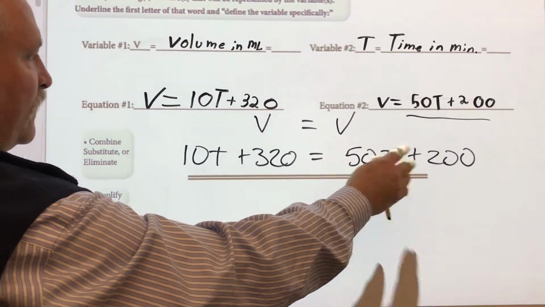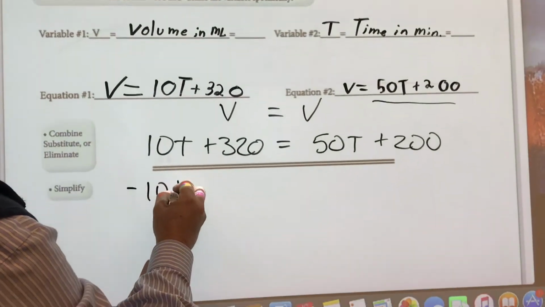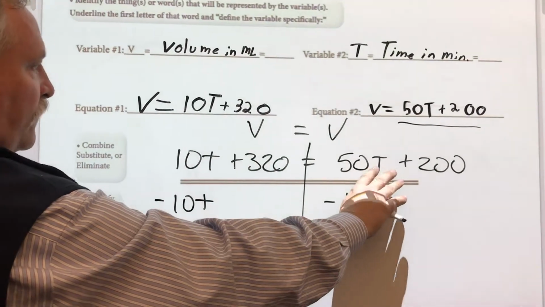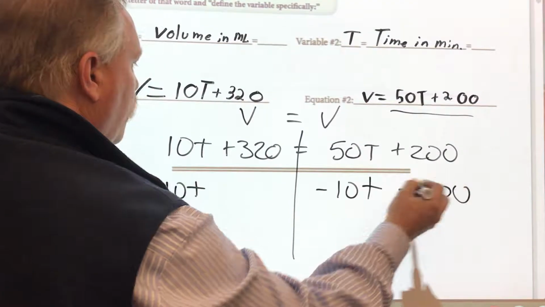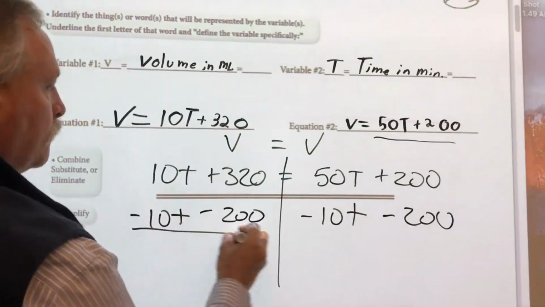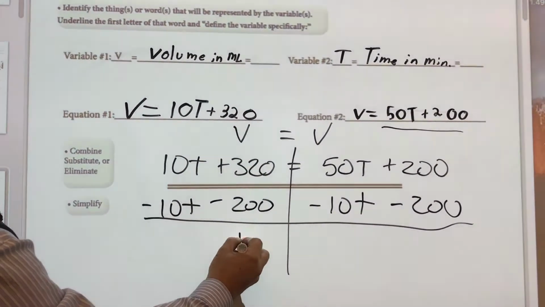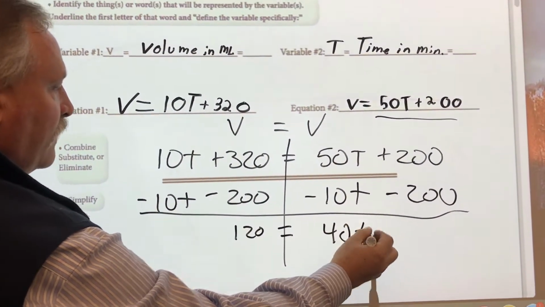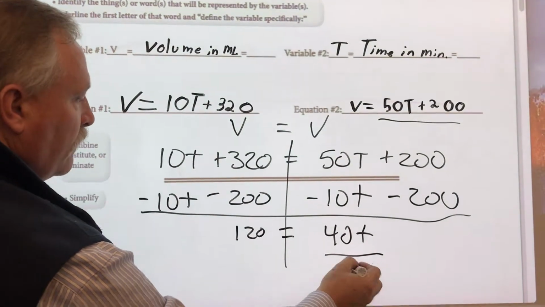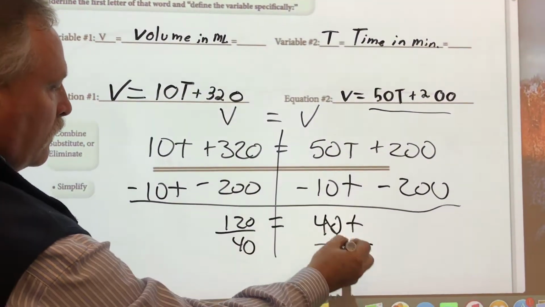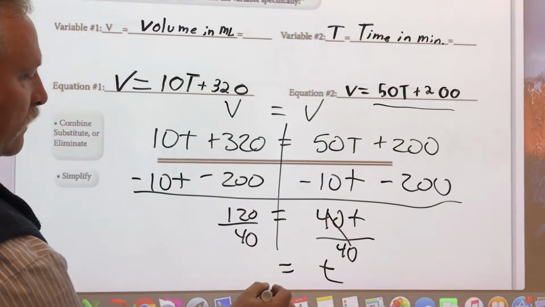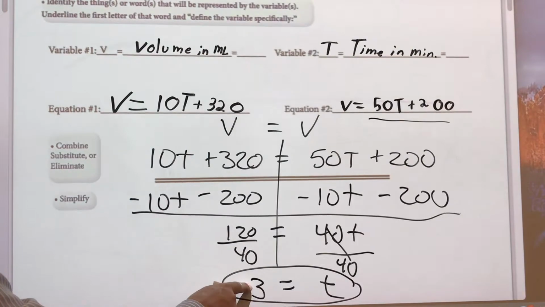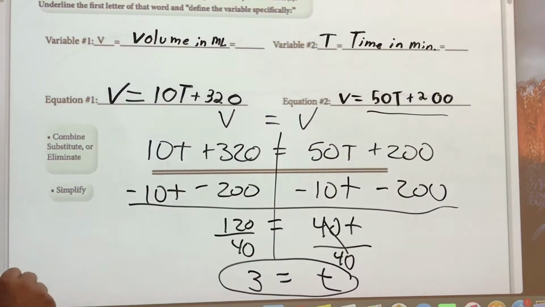We have most of the T's over here, so let's subtract 10T from both sides. That gets all our T's over here. Let's subtract 200 from both sides. Now we've got 120 here equals 40T. Let's solve by dividing by 40. T is left on this side, and 3 is over here. So it looks like 3 minutes will be the time when both of these beakers have the same amount of water.